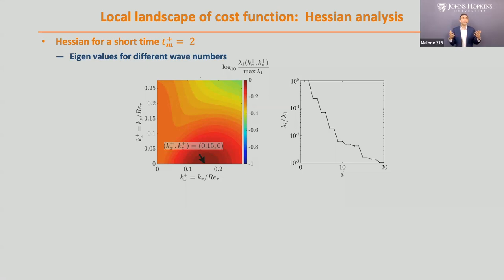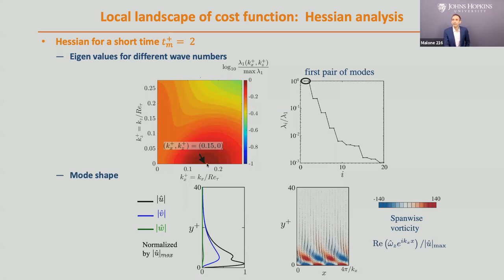Here we're looking at the eigenspectrum of this Hessian matrix at 2+ units back in time from the measurement. Basically, I made a measurement and I want to know what it allows me to interpret 2+ units earlier in time. The eigenspectrum of the Hessian as a function of kx plus and kz plus is plotted here. At every kx, kz, you have many eigenvalues. We are looking at the top two. The highest eigenvalue gives you the highest sensitivity. This measurement is most sensitive to two-dimensional waves that have kx plus of 0.15 and kz equal to zero. And you can see here the shape of this two-dimensional perturbation that the shear stress is sensitive to.